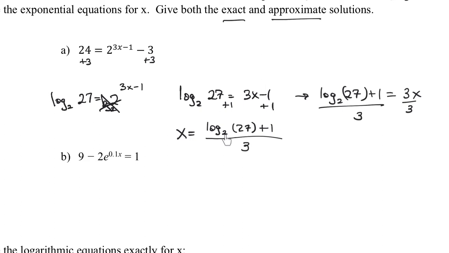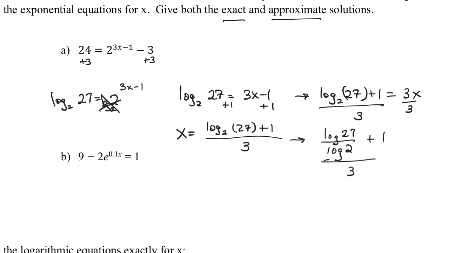Remember, the scientific calculator cannot do log base 2. So here you have to employ what we call the change of base formula. If you wanted to see what that looks like written out, it would be log 27 divided by log 2, and then we would add 1 to that, and then we would divide by 3. And this calculation can be done on a calculator because these are now just common logs.